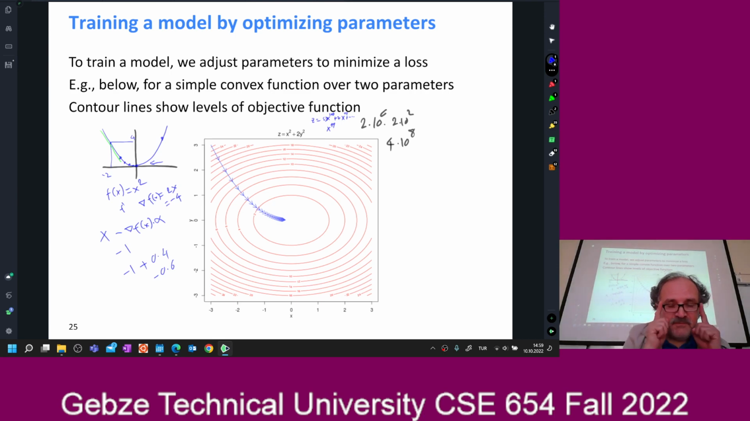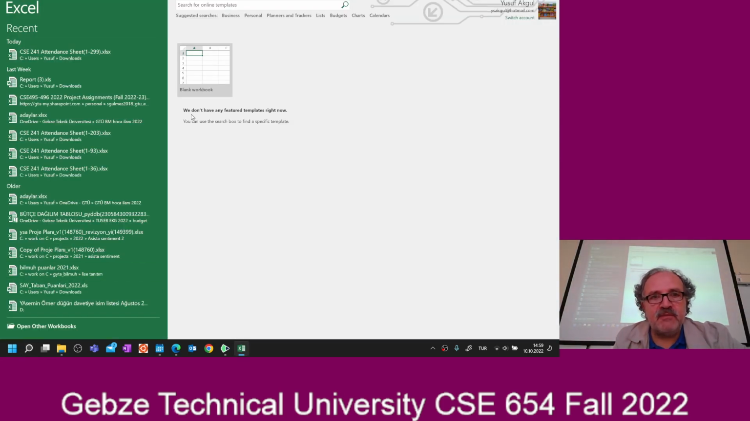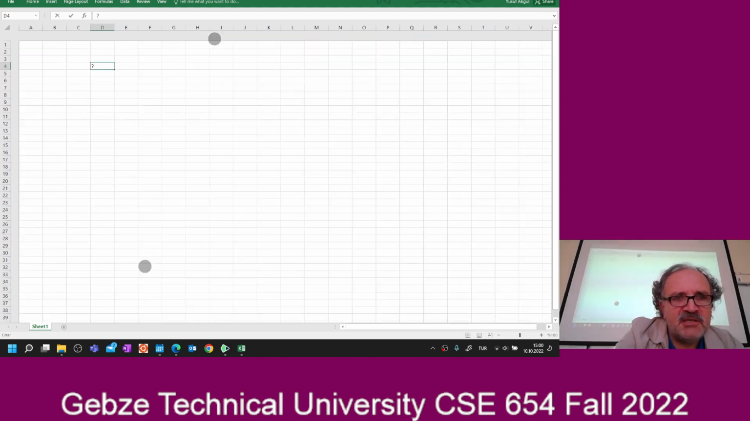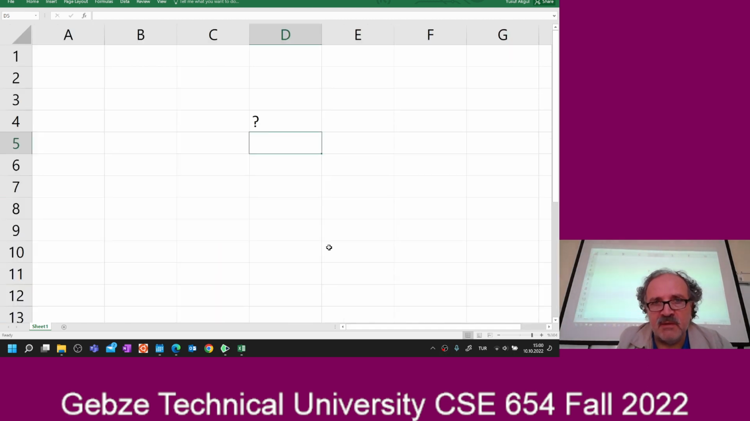By the way, if you don't believe this, just open an Excel and you can try it yourself. Let's say I have a function. I am going to write a function. Can I make this bigger? Let's make this bigger. Like this. Why is it not bigger anymore? Do you guys know how to make this? Yeah, okay, I found it.